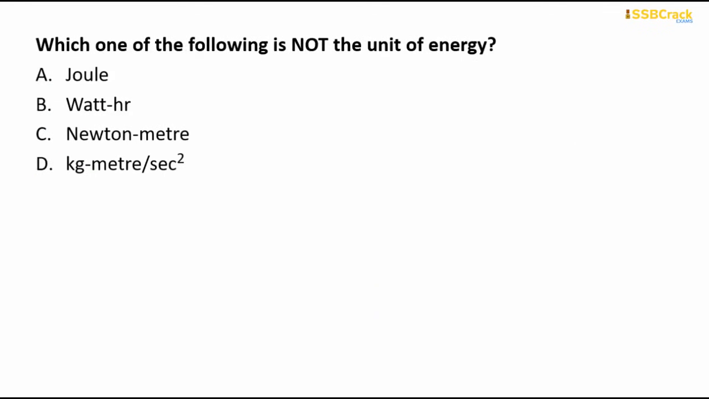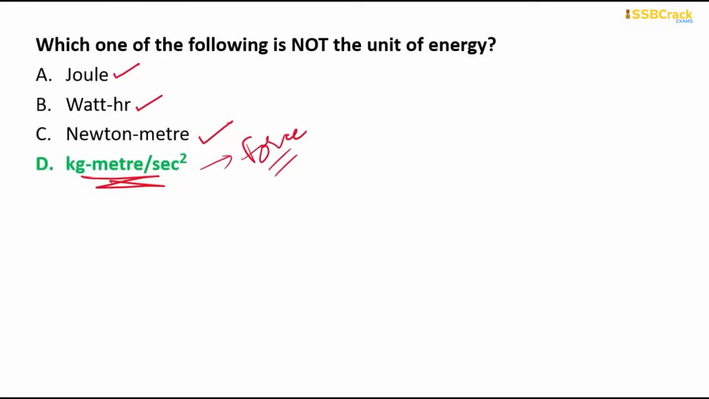Going on with the next important question: which one of the following is not the unit of energy? Is it option A joule, option B watt hour, option C Newton meter, or option D kg meter per second square? The correct answer is option D, kg meter per second square. Joule is a unit of energy, watt hour is also a unit of energy, Newton meter is also a unit of energy, but kg meter per second square is not a unit of energy, it is a unit of force. So this is very, very important.